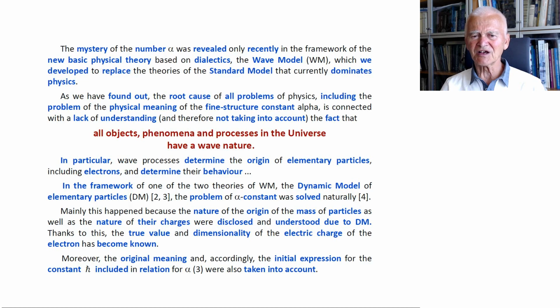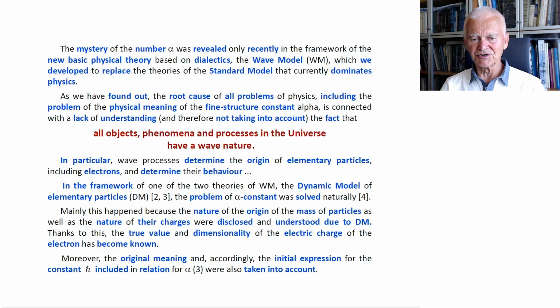In particular, wave processes determine the origin of elementary particles, including electrons, and determine their behavior. In the framework of one of the two series of wave models, the dynamic model of elementary particles, the problem of the alpha constant was solved naturally. Mainly this happened because the nature of the origin of the mass of particles, as well as the nature of their charges, were disclosed and understood thanks to the dynamic model. Thanks to this, the true value and dimensionality of the electric charge of the electron has become known.